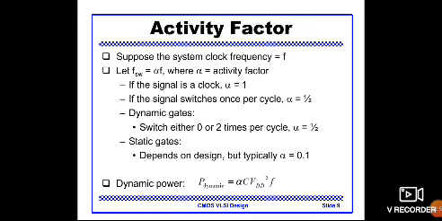Now the activity factor. F equals frequency, we suppose clock frequency, and let f_sw equal alpha F, where alpha is the activity factor. If the signal is a clock, alpha is 1. If the signal switches once per cycle, alpha is half. Dynamic gates switch either 0 or 2 times per cycle, so alpha is half. Static gates depend on design, but typically alpha equals 0.1. Dynamic power P dynamic equals alpha C VDD squared times F, where F is the frequency.